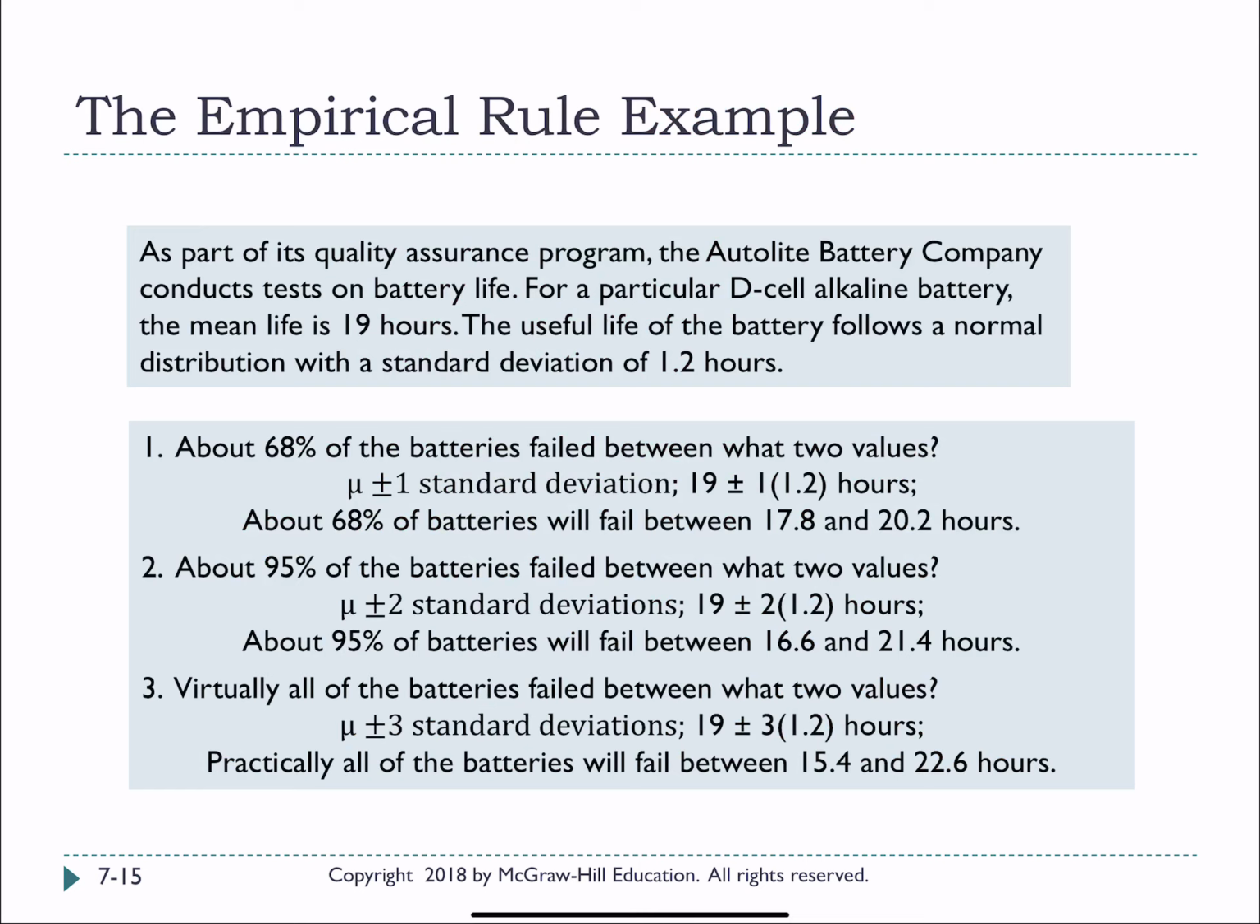Here's an example of the empirical rule. We've looked at these batteries. We have a mean life of 19 hours with a standard deviation of 1.2. We get asked, about 68% of our batteries are going to fail between what 2 values? Because it specifically says 68%, I know that I'm going plus or minus 1 standard deviation. So it's simply 19 plus 1.2 for 20.2 and 19 minus 1.2 for 17.8.